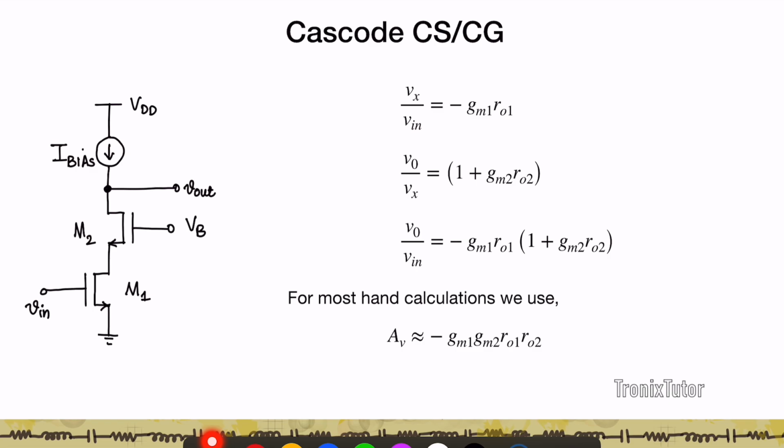And here again, for most usable cases, this GM2 RO2 is a larger number than 1. So I can replace this 1 plus GM2 RO2 simply with GM2 RO2. And so the gain of the circuit is essentially given by minus GM1 GM2 into RO1 RO2. Right? So that's the gain of the cascode stage, which is nothing but the product of the internal gain of M1 and the internal gain of M2.